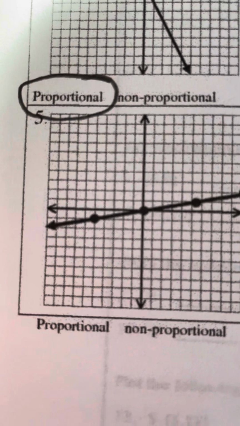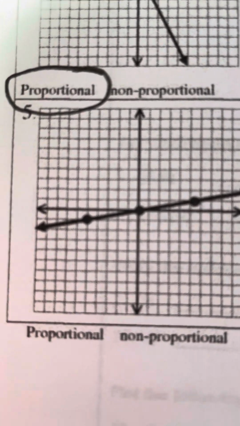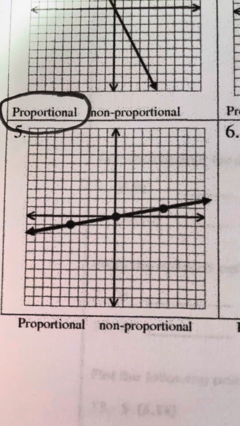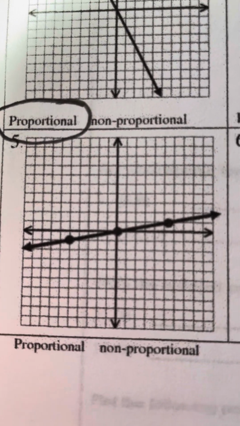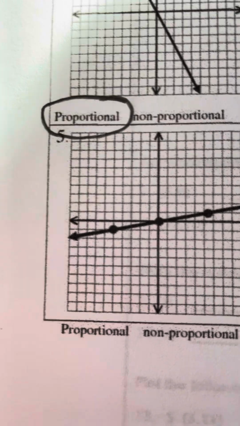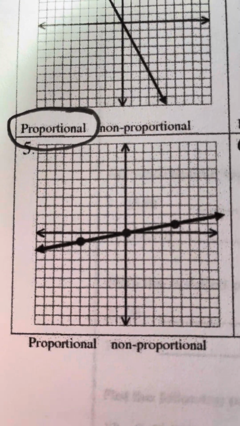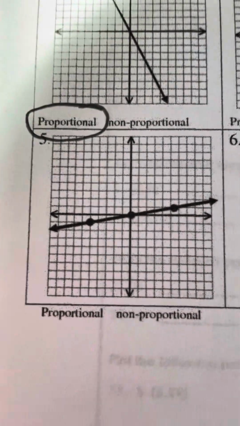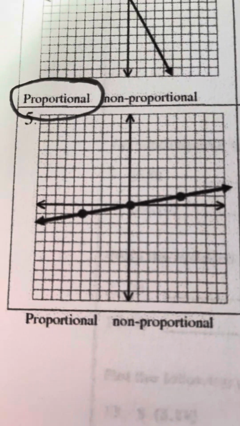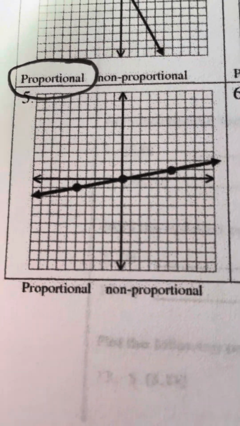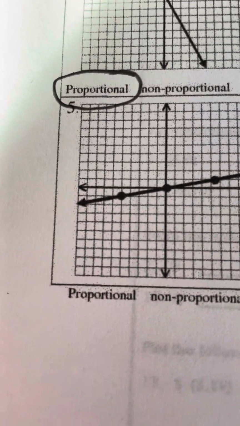It's going in a straight line, and it goes through 0, 0. So we know that it's in the origin. We know that it passes it. We know that it goes through 0, 0 because it's in the origin, and we know that it goes in a straight line. So for that, I'm going to put proportional.